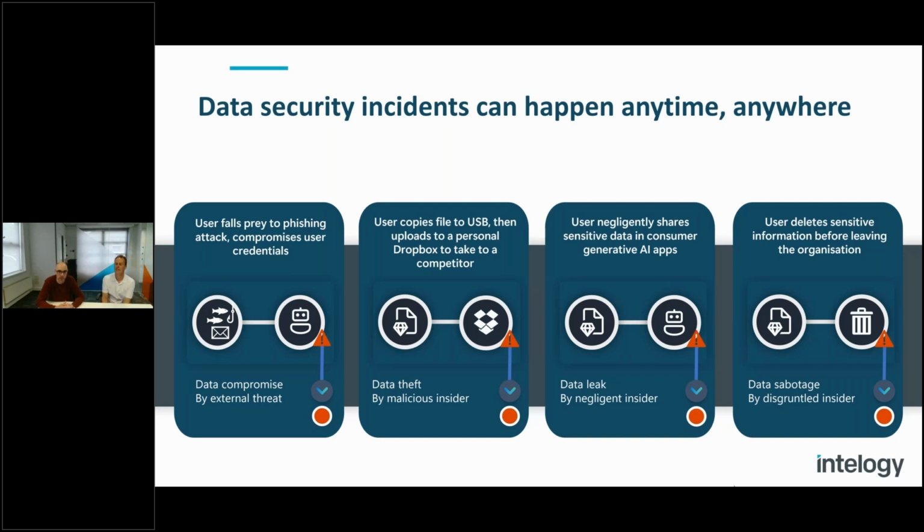Sometimes it's external risks. For example, a user falls for a phishing attack, which can lead to compromised credentials, which in turn could lead to data compromise. More likely, that data is at risk inside the organization, maybe on purpose, but again, more likely by accident. An example there, if a user copies data to USB drive or personal storage, that's effectively data theft. If a user shares sensitive data with Gen AI services, then that's data leakage. If a user deletes data before leaving the organization, that's data sabotage. So these are the sorts of things that we need to understand, get a grip of, and be able to protect ourselves from.